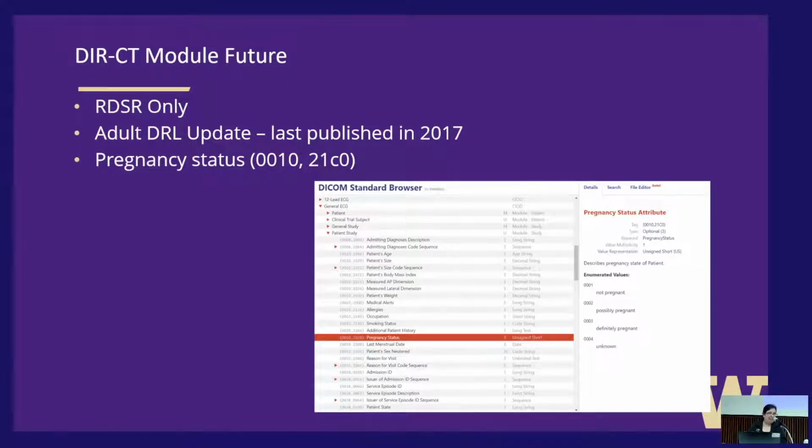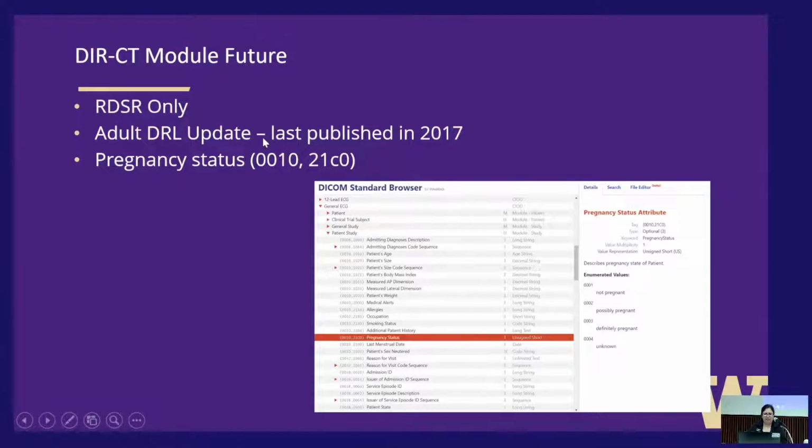The adult DRL paper that I talked about a couple of days ago, we published that in 2017. Well, it's 2022, almost 2023. It's time to look at the data again and come up with new DRLs based on any changes in technology and practice patterns. So that's the next thing they're going to look at. And I don't know, maybe if they start looking at it next year, maybe we'll have a new DRL paper by the end of next year.